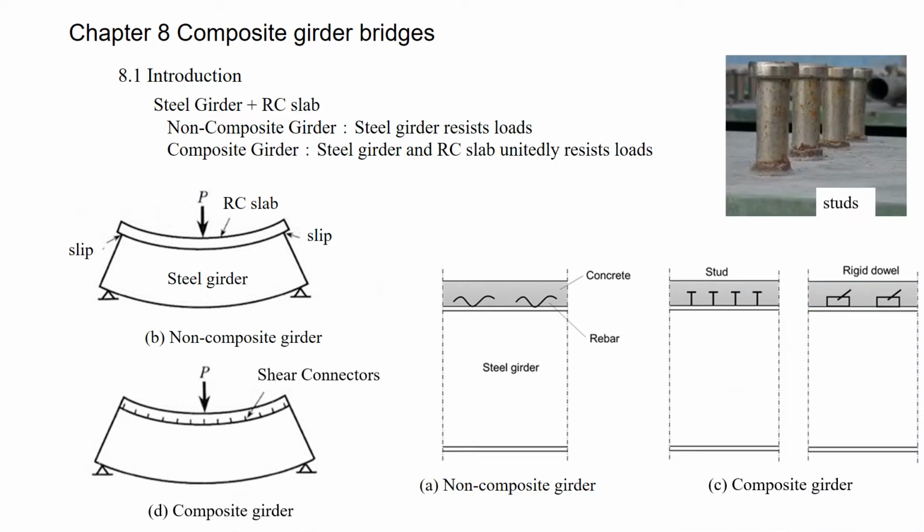When the slab is connected with the girder by studs or rigid dowel, as shown in C, it has sufficient strength to resist the shear force, and the RC slab and the girder behave as one piece, as shown in D. This is called composite girder.